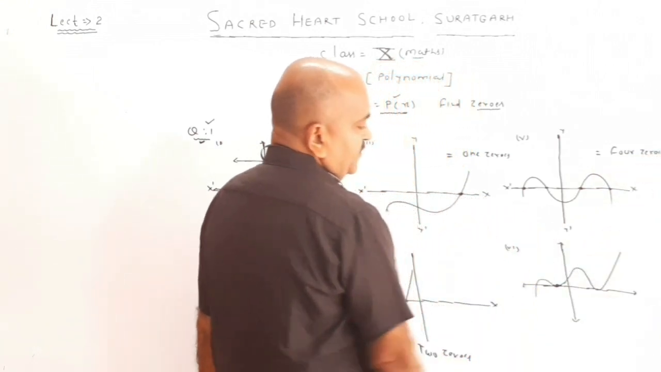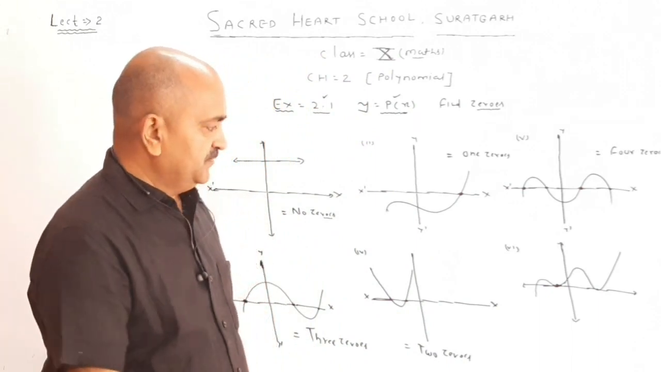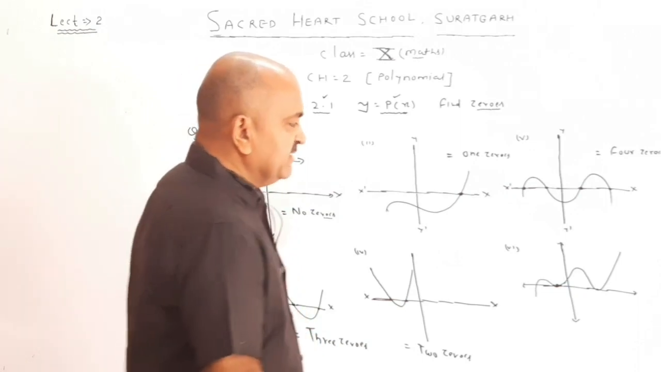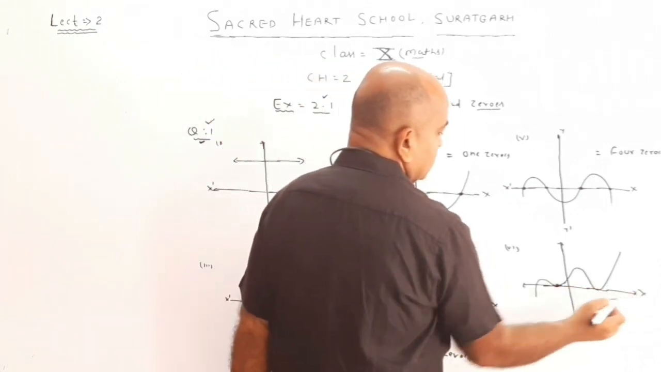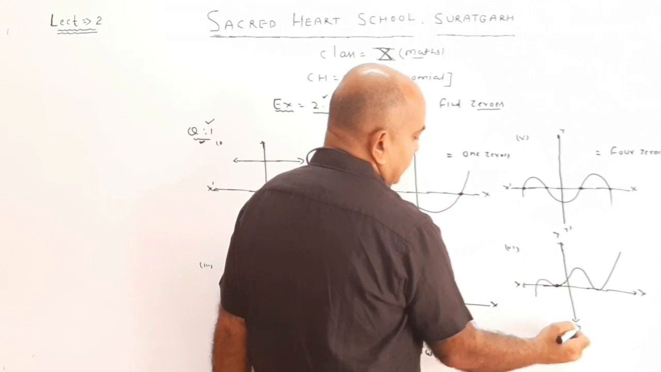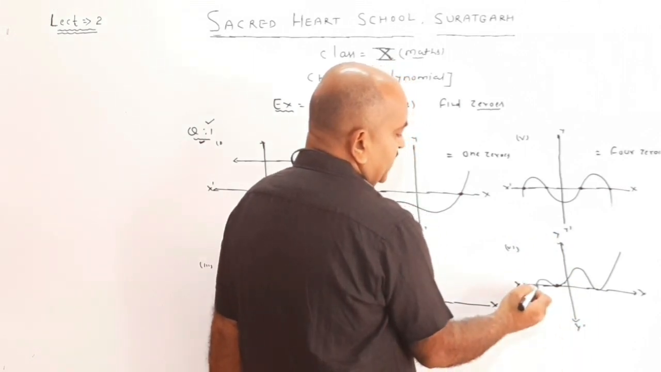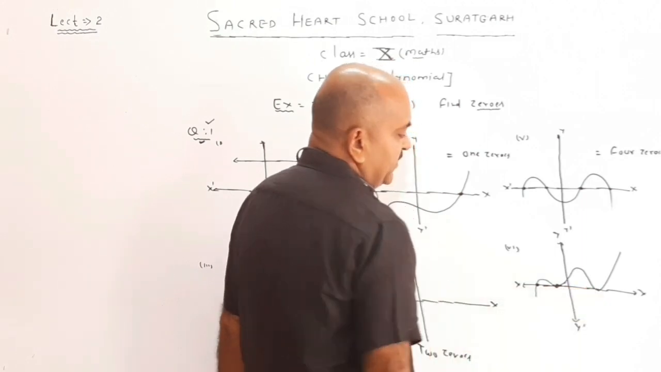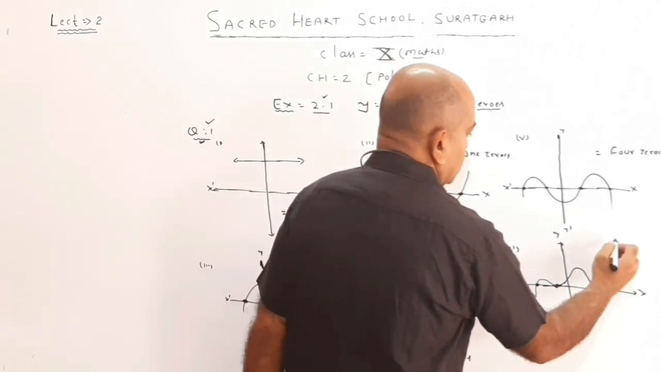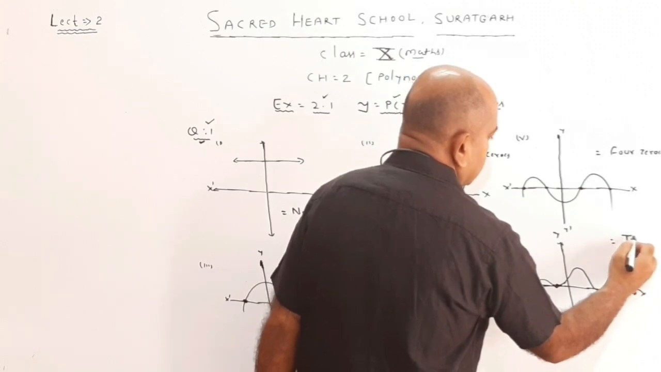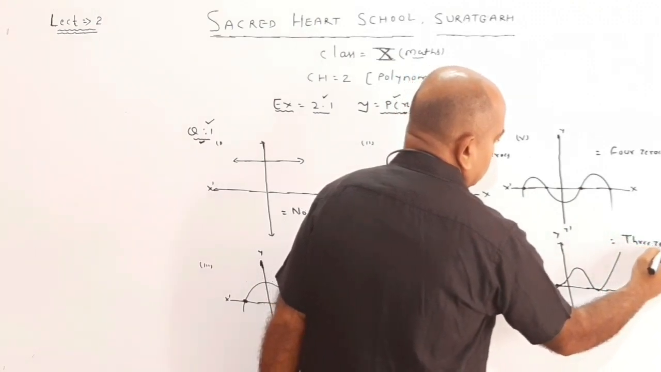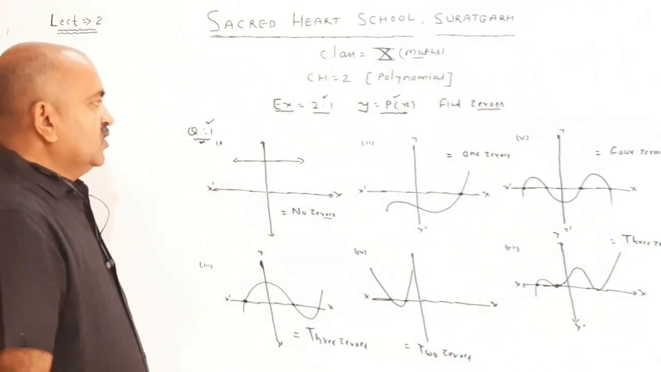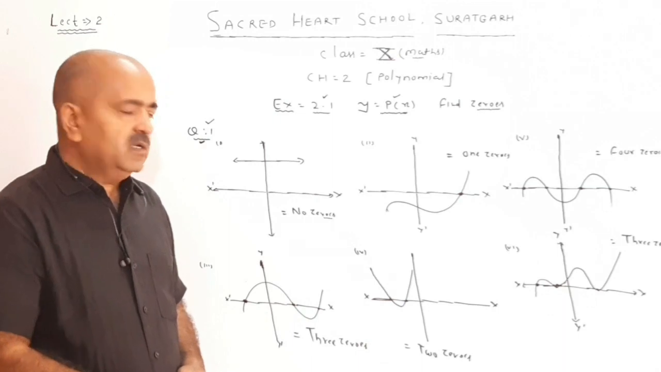And students, now part 6. This graph intersects the x-axis at how many points? 1, 2, 3. So how many zeros of this polynomial? 3 zeros. Okay students, so this completes your exercise 2.1.